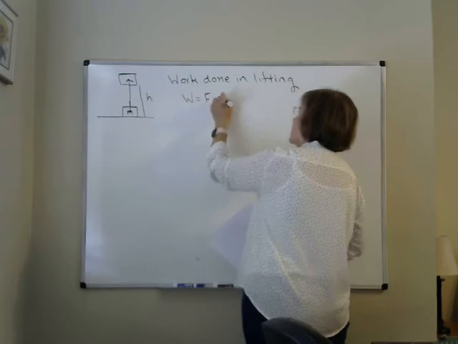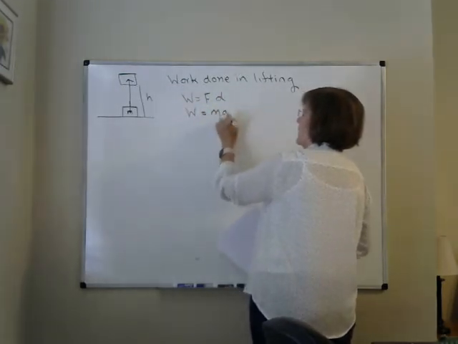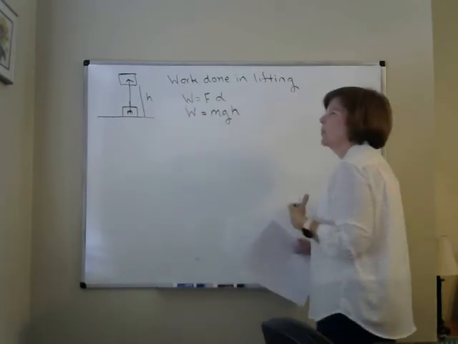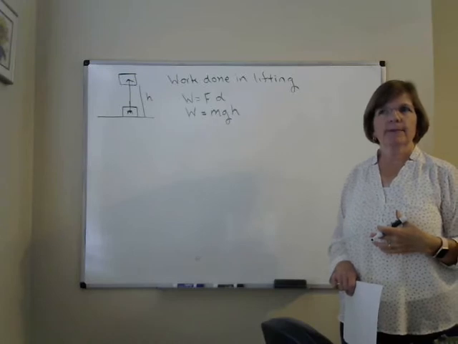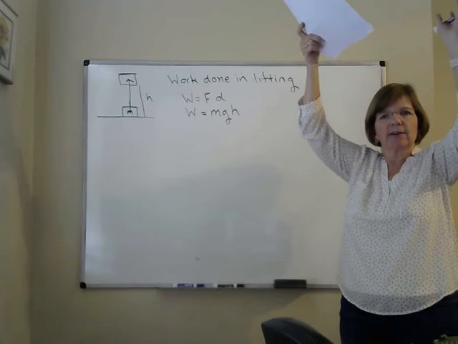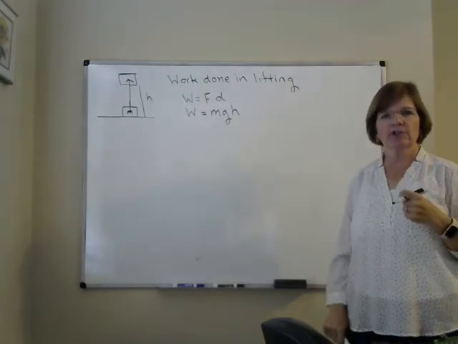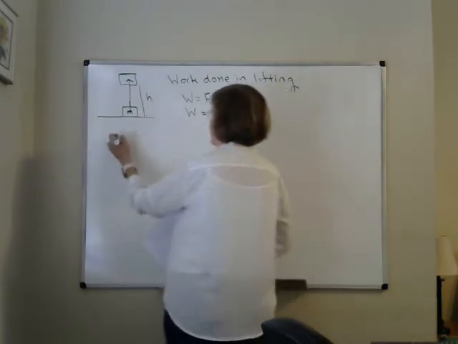Use an upward force, upward distance, mgh. Now, when you do work on something, you give it energy. It doesn't have potential energy, it's just sitting there. What you did is you gave it potential energy. That's gravitational potential energy.